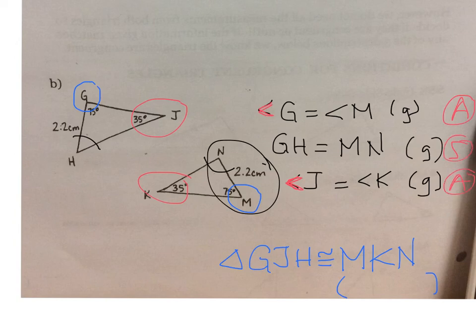So because we've stated those three, now we can say that our reason for congruency is angle, side, angle, congruency. And that's the end of our formal proof.